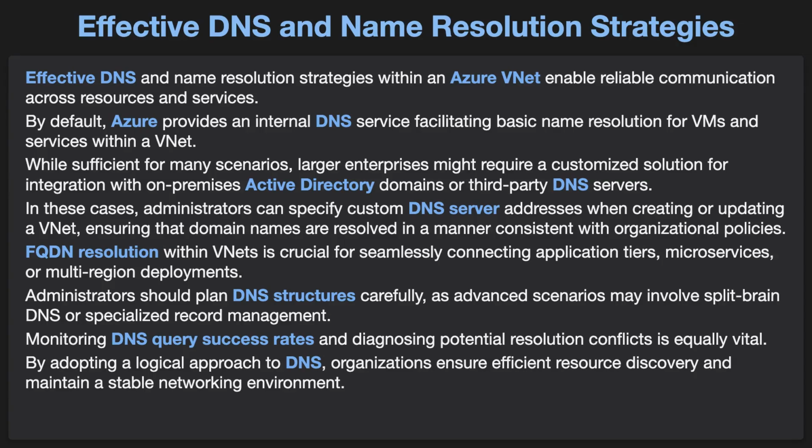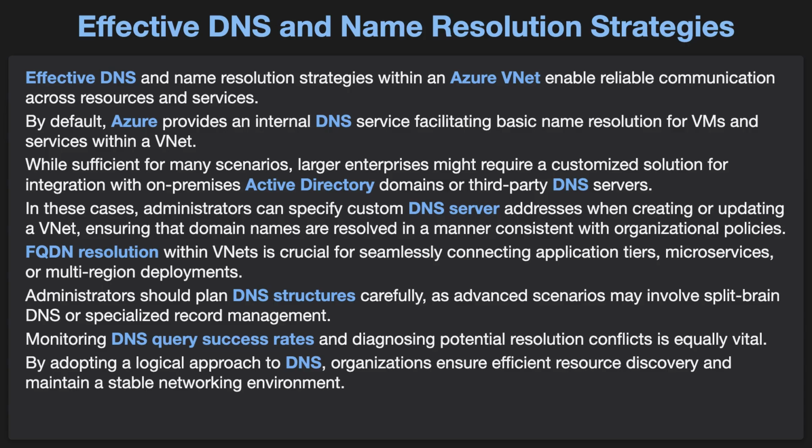Effective DNS and name resolution strategies within an Azure VNet enable reliable communication across resources and services. By default, Azure provides an internal DNS service facilitating basic name resolution for VMs and services within a VNet. While sufficient for many scenarios, larger enterprises might require a customized solution for integration with on-premises Active Directory domains or third-party DNS servers.